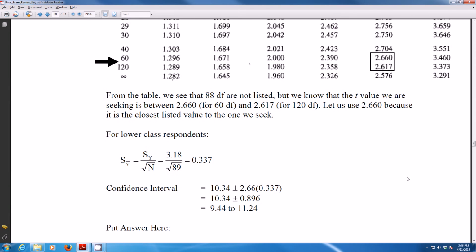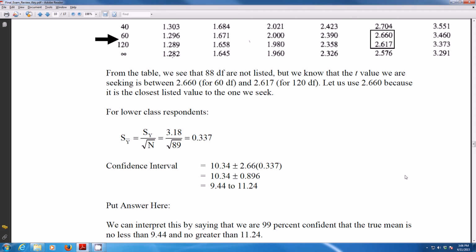And so to calculate the confidence interval, we're going to have the same standard error for the lower class respondents, and that's the sample standard deviation 3.18 divided by the square root of 89, the sample size. That gives us an estimated standard error of 0.337. We're going to put that value into our formula times the t-value, 2.66, plus and minus the sample mean, 10.34, and we get a range from 9.44 to 11.26. So we can say that we're 99% certain that the lower class respondents have between 9.44 and 11.24 years of education on average in the population.